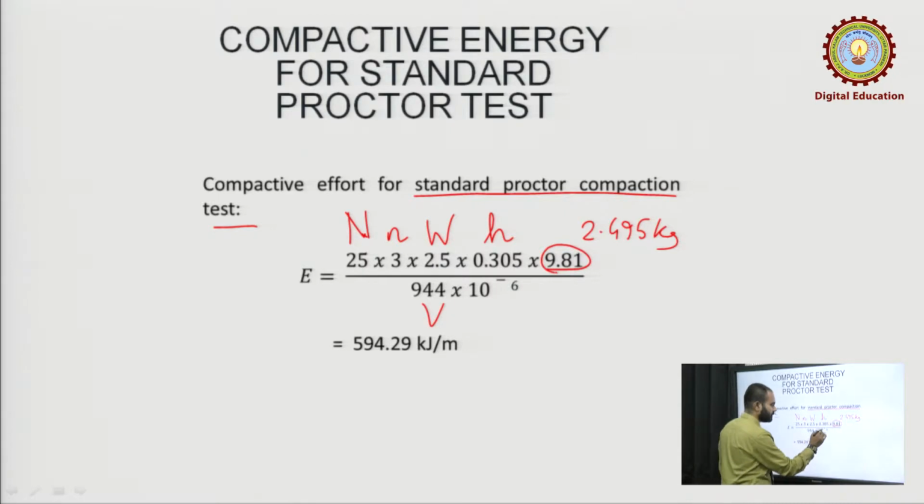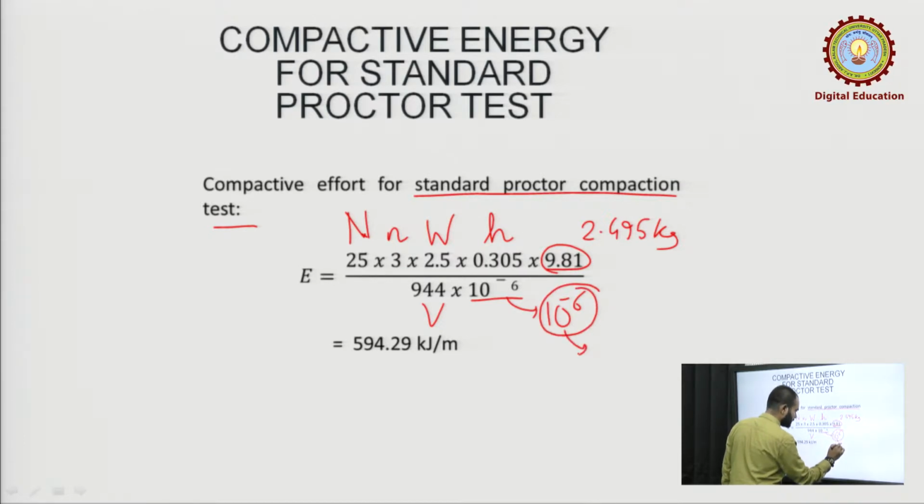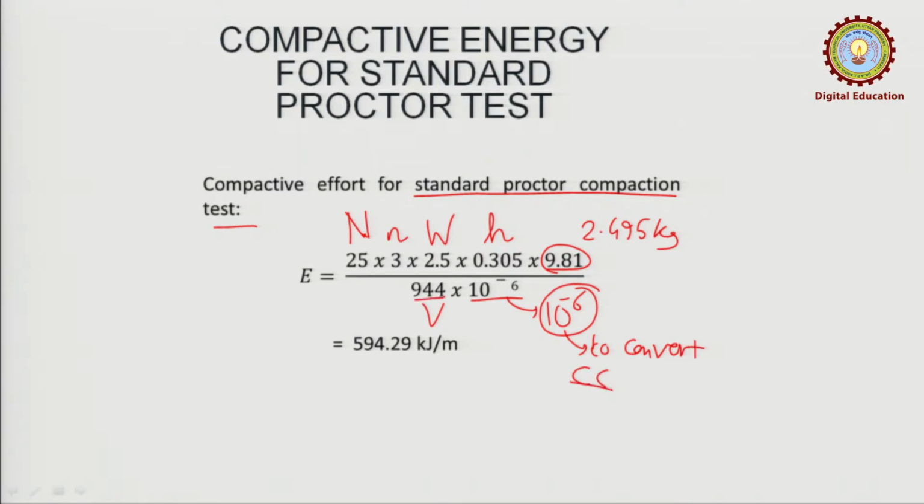This is 10 to the power minus 6. Don't get confused, this is the 10 to the power minus 6. Why is it used? This is used to convert cc, because this 944 was given in cc, and we need kilojoule and meter. So cc to meter cube. For the conversion we have used 10 to the power minus 6. Okay, you can understand that.